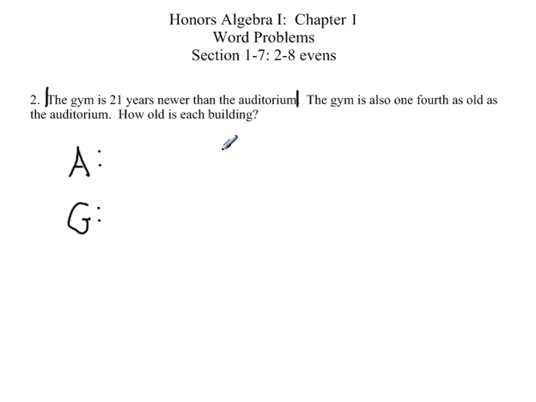So I'm going to use that to set my relationship. If the gym is 21 years newer, then what I want to put is that the gym is X because that's the smallest age. The auditorium is 21 years older than the gym, so we're going to say X plus 21 for the auditorium.